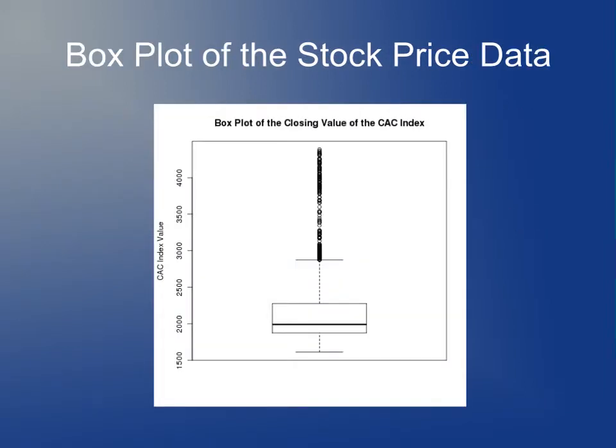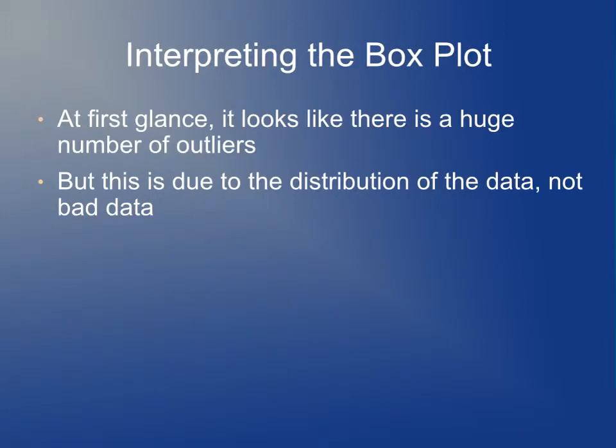If you just mindlessly plot the box plot, you say, whoa, there are a huge number of outliers there. We must have a lot of bad data in this data set. But is that actually the case? If you look at the data more carefully, it's due to the distribution of the data, not bad data.